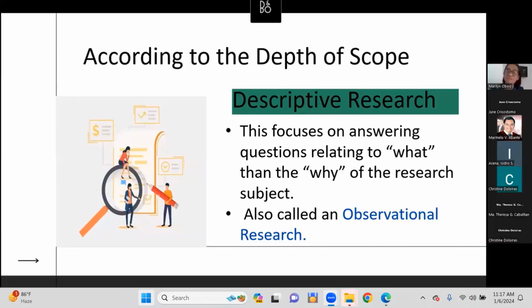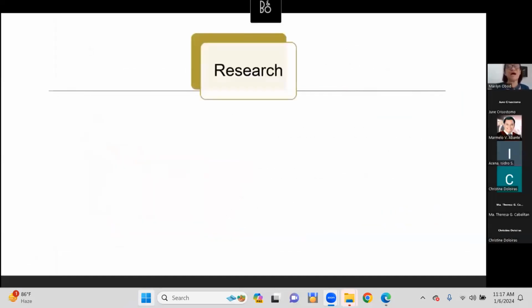So the descriptive research, it's also observational. So answering the question of what rather than why. Ano lang yung nakita mo? What's the reason behind that? It's not the scope of your study. That is descriptive. Pag inalam mo na ano ang reason, cause and effect na yon, quasi-experimental ka na. Okay? So, depende sa questions at sa scope ng inyong hahanapin.